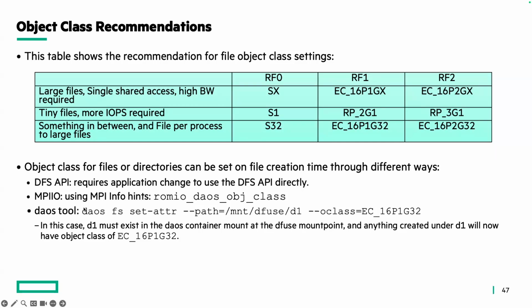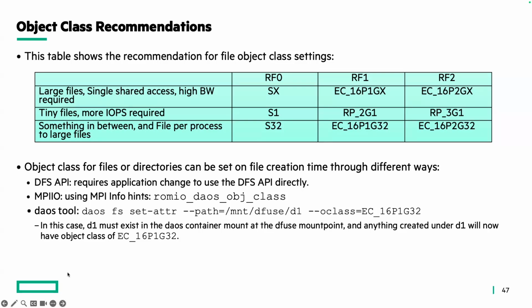And finally, with the DAOS tool itself. So if you create a directory called D1, for example, you can do daos fs set-attr, the path to that directory, and set the object class there. So everything under that directory will now use this object class. If you're familiar with Lustre, this is similar to lfs setstripe, for example, but DAOS has its own tool to do that. Does that make sense? Any questions?